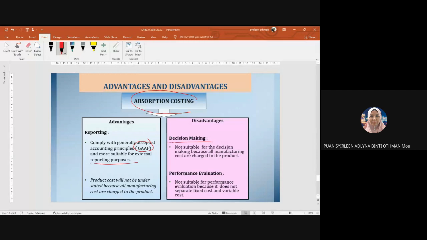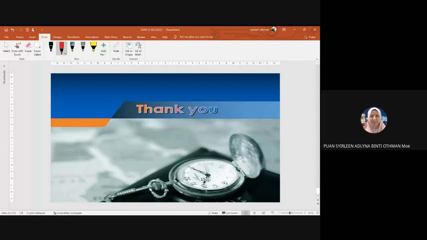Okay, so kita tak boleh nak cakap, kalau saya tengok fixed cost tu, actually I'm doing okay. No, you cannot say that. Sebab fixed cost, whatever it is, you still have to pay. So for performance evaluation, absorption costing is not suitable. Sebab kita tak segregate the variable costing and also the fixed cost. Okay, alright, kita tengok marginal.